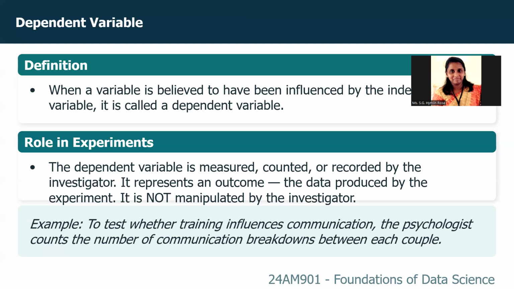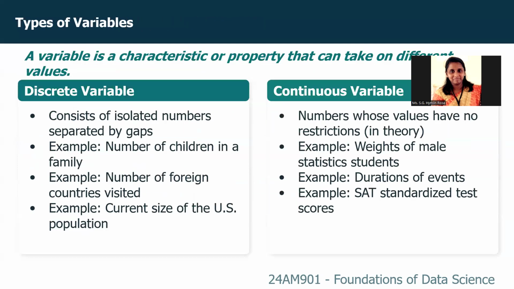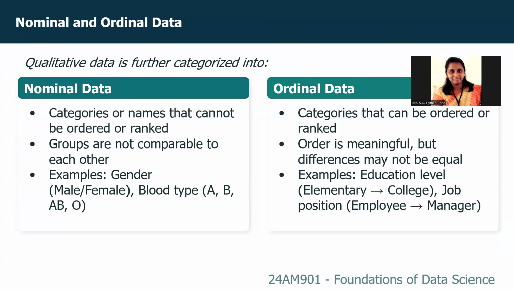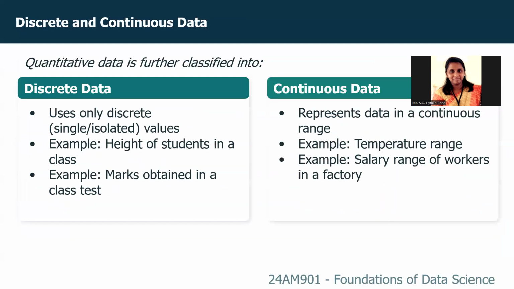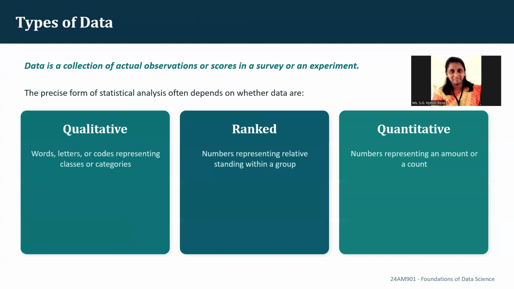So for types of variables, there are two categories: dependent and independent variables, then discrete and continuous variables. Similarly, levels of measurement: nominal scale, ordinal scale, interval scale, ratio scale. And for the types of data, there are three types: qualitative, ranked, and quantitative data. So I hope you have understood this. Thank you.